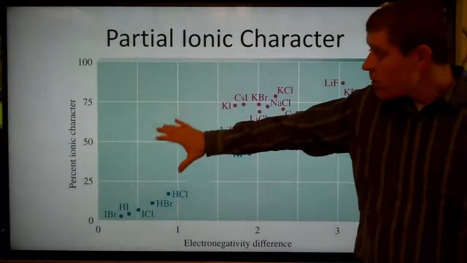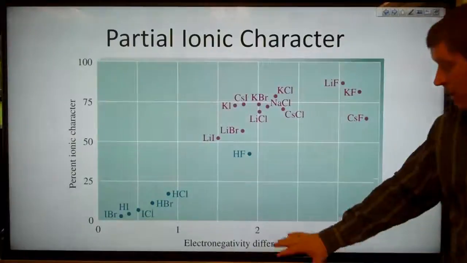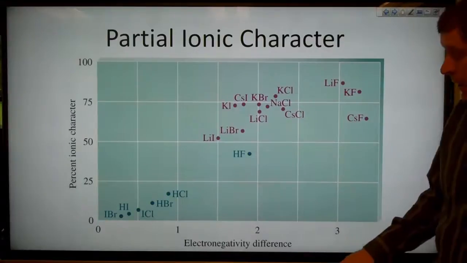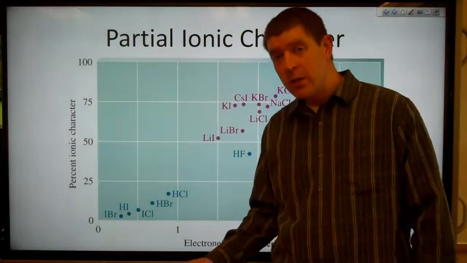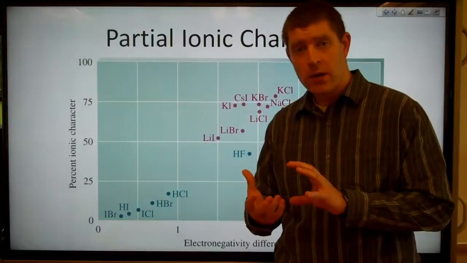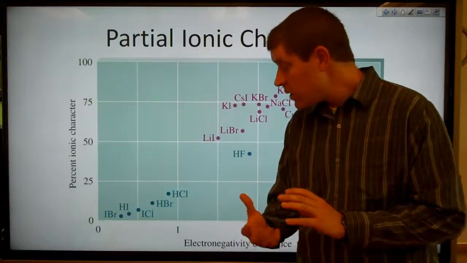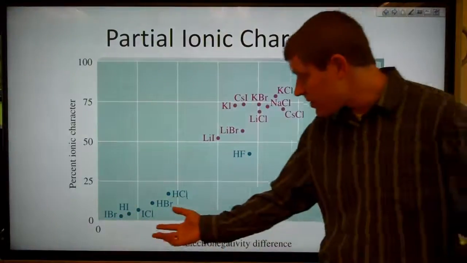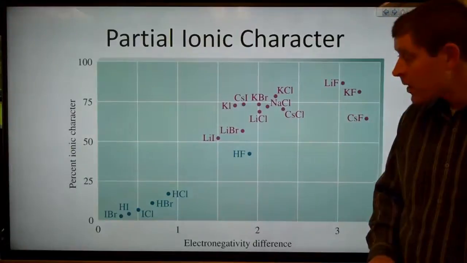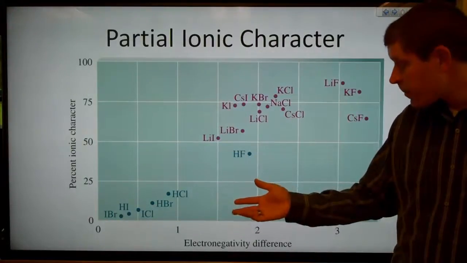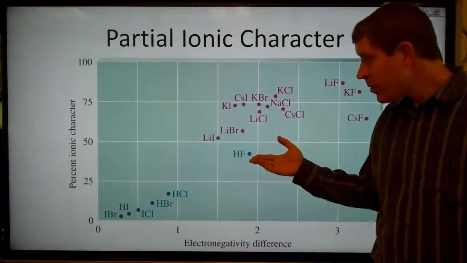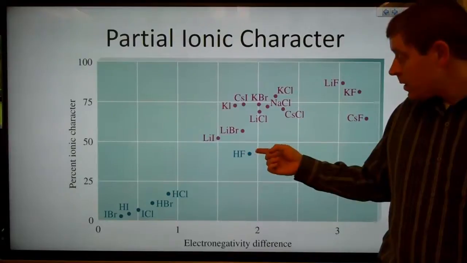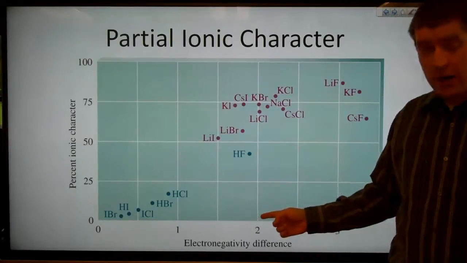So here you see some percent ionic character as a function of the electronegativity difference between the two atoms. If we have something like iodine and bromine, those are fairly similar in terms of electronegativities, which means the percent ionic character is fairly low. The electronegativity difference there is around 0.3, so the percent ionic character is quite low. For something like hydrogen fluoride, the percent ionic character is maybe 40-45%. And there, the electronegativity difference is fairly high. It's around 1.8.